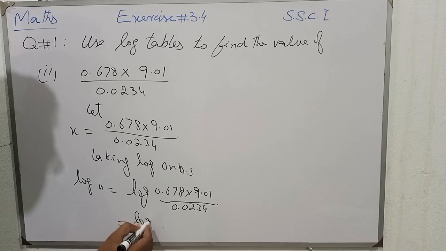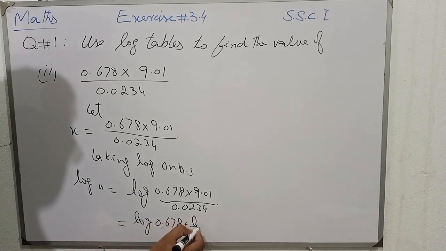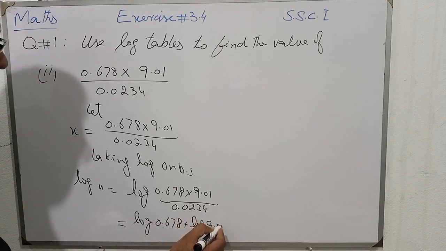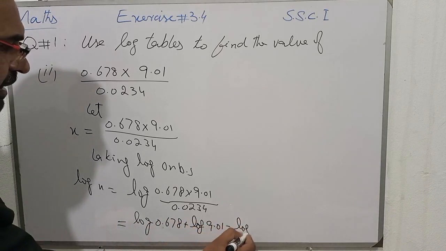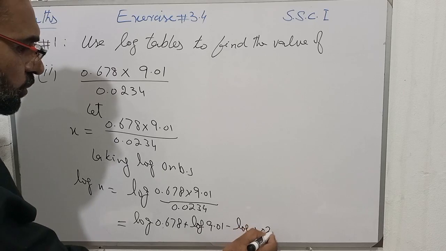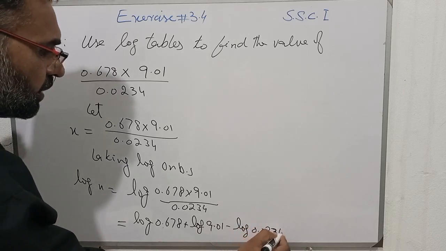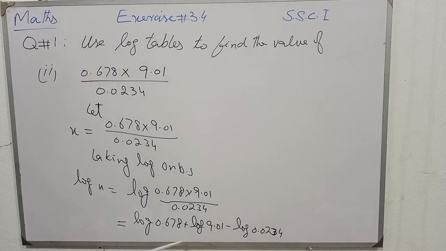So it is written as log 0.678 plus log 9.01 minus log 0.0234. Now students, we will take log of all the three numbers that you have learnt in the previous exercise. So we will find the log of these three numbers.